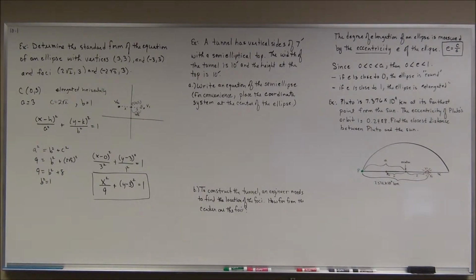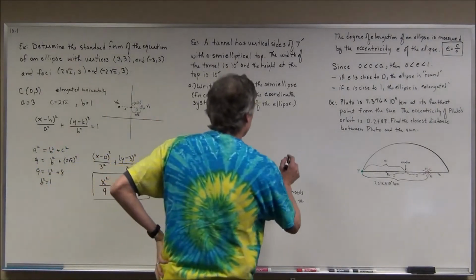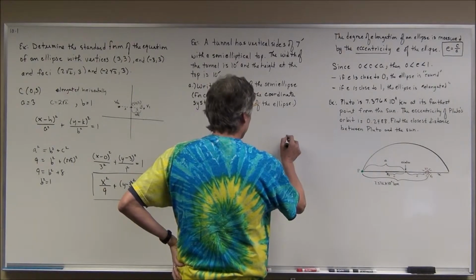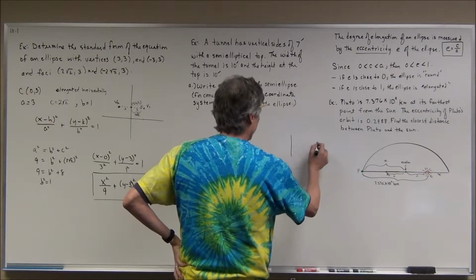Now we can also use ellipses in applications, and so I have an example of that. I hope I left myself enough space. I'm going to have to try to sketch a picture of what's going on here. A tunnel has vertical sides of 7 feet with a semi-elliptical top. Neat. The width of the tunnel is 10 feet and the height of the top is 10 feet. Alright, so we've got sides that are 7 feet.